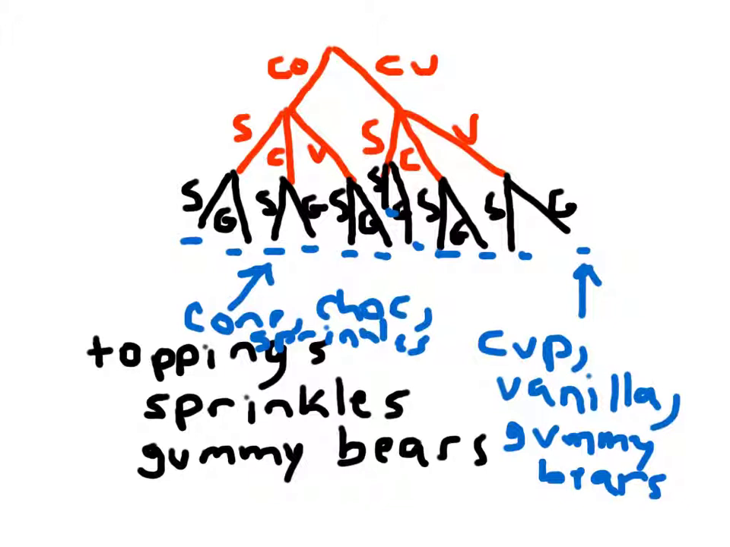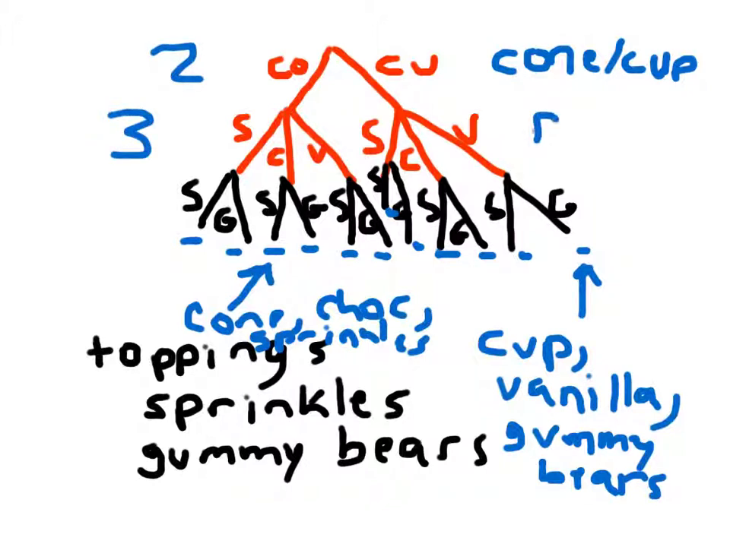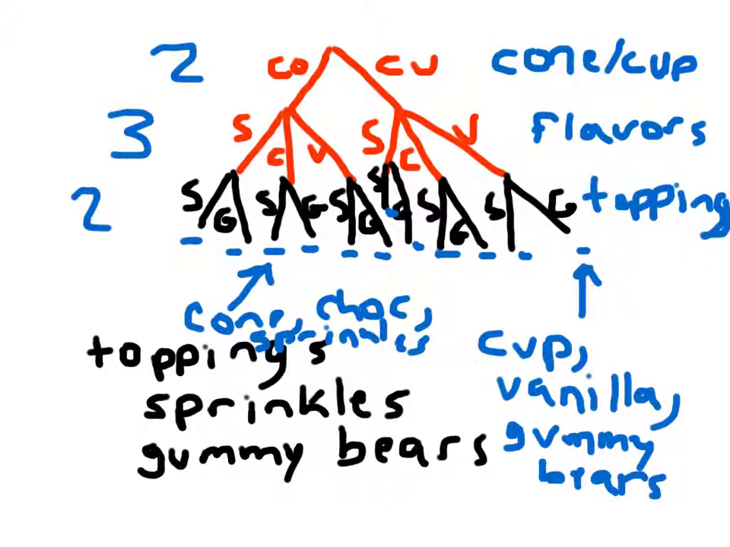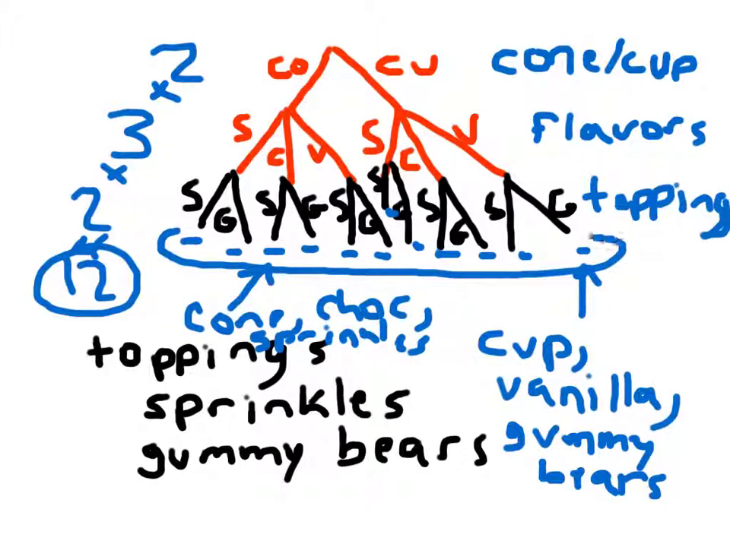Now, if we think about this, this is how it works. This is how we can figure it out. So the cone or cup, there were only 2 possible choices there. For our choices for flavors of ice cream, we had 3 choices, and then for our toppings, we actually had 2 choices there. So you'll notice this, what we do is we actually multiply these numbers together. 2 times 3 times 2 equals 12. 2 times 3 is 6, times 2 is 12. 12 was our possible number of outcomes. And again, our possible outcomes are on that lowest level there.